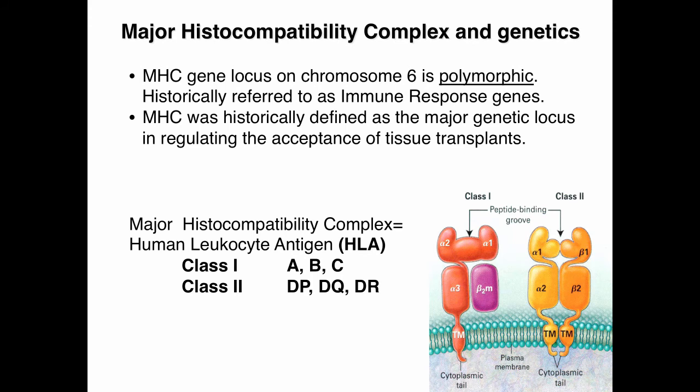And historically, the MHC molecules were first identified as the major genetic locus that regulated the acceptance of tissue transplants. Because people realized that, at least in animal studies, and it turns out this is true in people as well, you're more likely to be able to tolerate getting a transplant from somebody that has similar MHC molecules compared to getting a transplant from somebody that has very different MHC molecules. And the reason for that is if you have different MHC molecules, you recognize those MHC molecules as non-self or foreign and are more likely to mediate an immune response against those types of molecules.